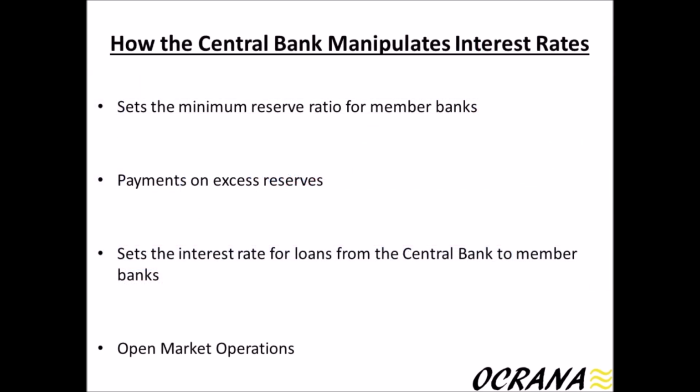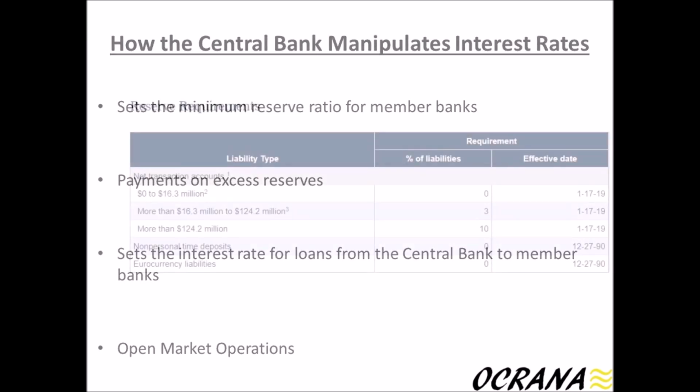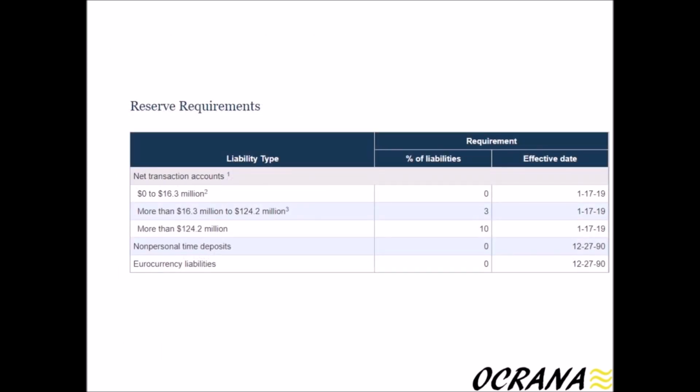I've spoken about how a central bank can lower interest rates, but I just want to go through a couple of examples of how they can raise interest rates. As I'm recording this, an American bank with more than $124.2 million in loans has to have a 10% reserve ratio for commercial loans.